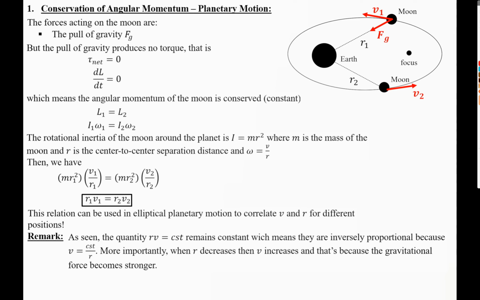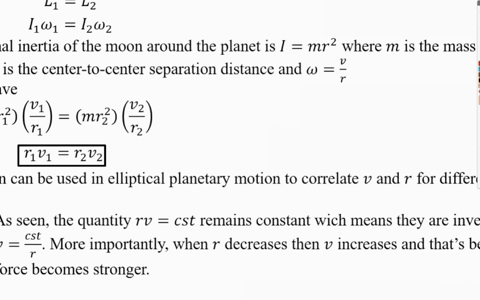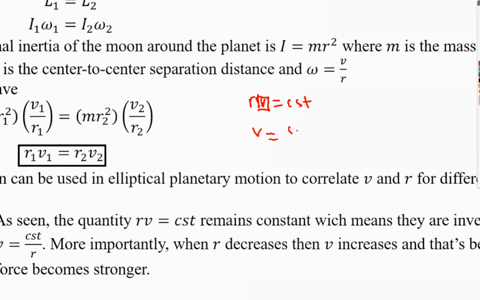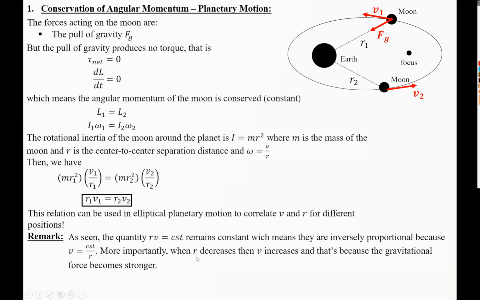Remark, as seen, the quantity RV is equal to a constant due to the conservation of angular momentum. What I'm trying to say here is that the quantity RV remains constant, and V can be isolated and written as V equals constant divided by R, which means they are inversely proportional. The variations of these two quantities are not the same. If one of them increases, the other decreases; they are opposite. More importantly, when R decreases, V increases, and that's because the gravitational force becomes stronger.